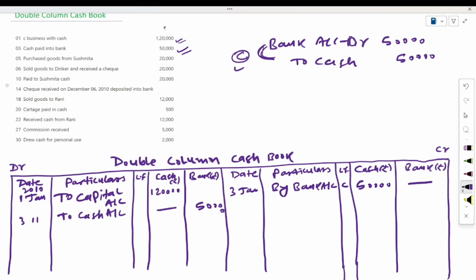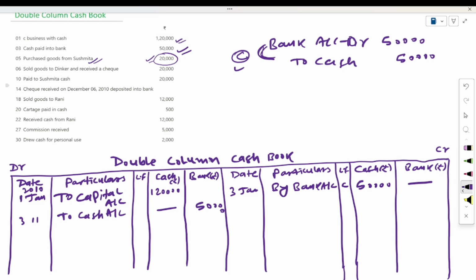Next, purchased goods from Sushmita. Here is a person, Sushmita. You are purchasing goods from her. It means you are purchasing on credit, not through cash. And we know that in the cash book, no credit transaction will be recorded. So we will skip this transaction.